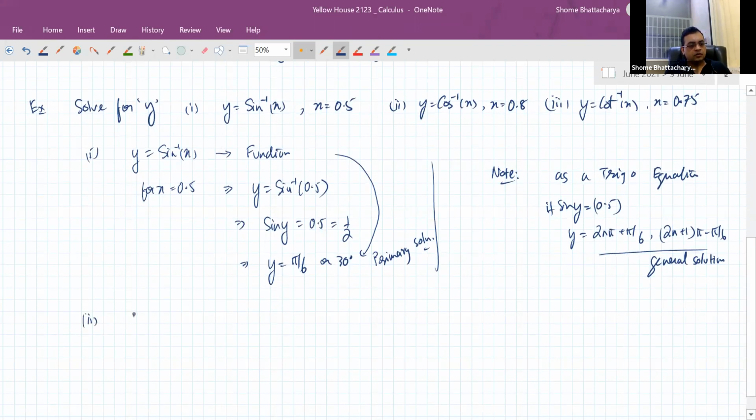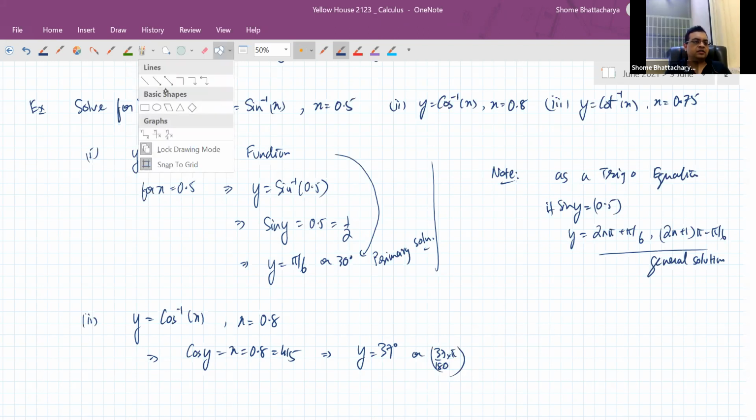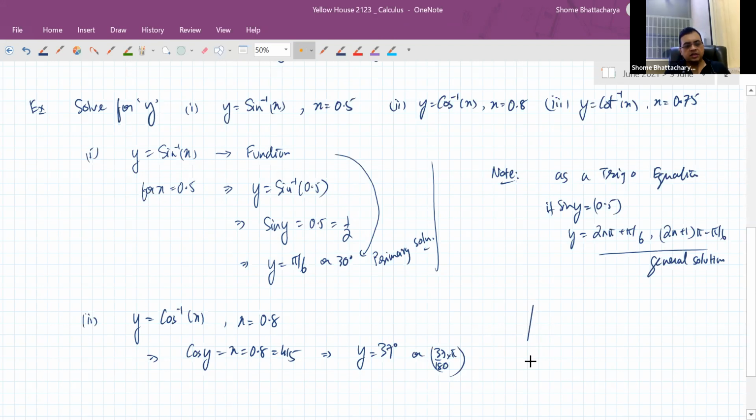Similarly, the second one, y is equal to cos inverse of x, and we have taken x as 0.8. So cos y is equal to x, or 0.8, or 4 by 5. So that means y is equal to 37 degrees, or this much in radians. With vectors you must have got familiar with this type of triangle.